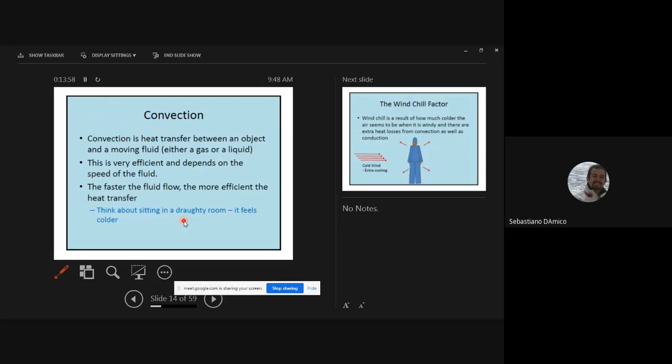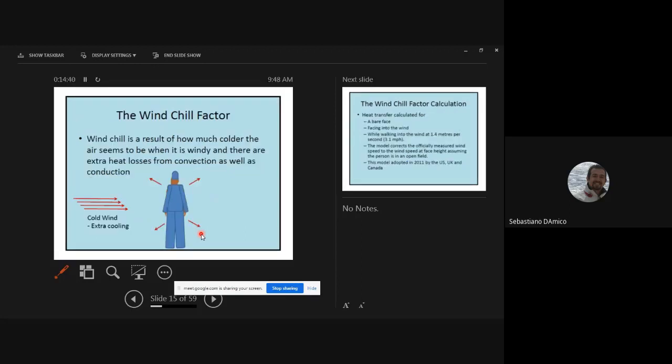And it depends on the speed of the fluid, okay? So the faster the fluid flows, the more efficient the heat transfer is, okay? And here we don't have, in blue, this little hint. Think about sitting in a drafty room, it feels colder, okay? Because it allows the heat to be transferred in a very efficient way, okay? Let's see now how this could be considered, in one example, a chilling factor, okay?